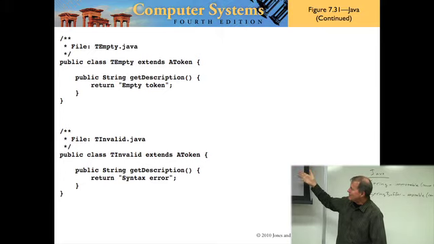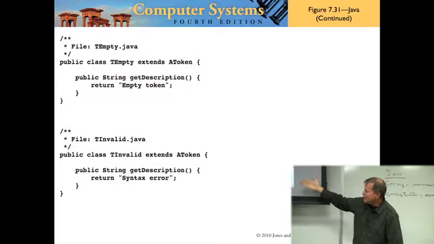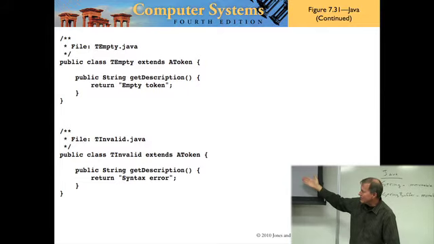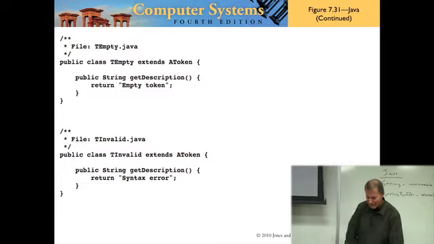So, public class TEmpty extends AToken. And then public String getDescription. This is all very straightforward. We're implementing getDescription. It returns a type String, and it returns "empty token". And here's our invalid: public class TInvalid extends AToken. getDescription returns "syntax error". Remember we had an example of syntax error coming out in our program.